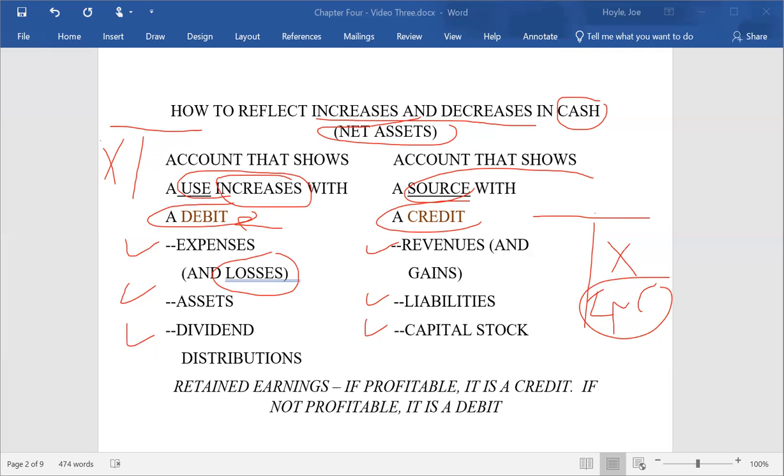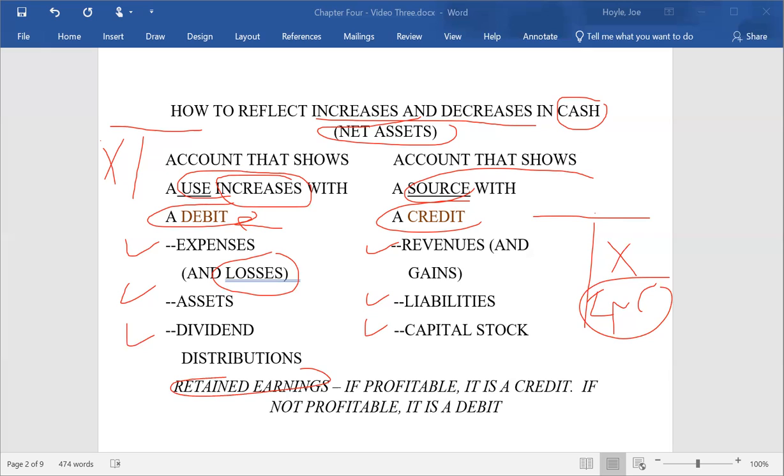How do you increase accounts with a debit? You increase accounts with a debit if they're expenses, assets, or dividend distributions. What accounts do you increase with a credit? You increase revenues, liabilities, and capital stock or contributed capital with credits because they're sources of your cash or your net assets. Now, there's one account, retained earnings, that really can be either one.